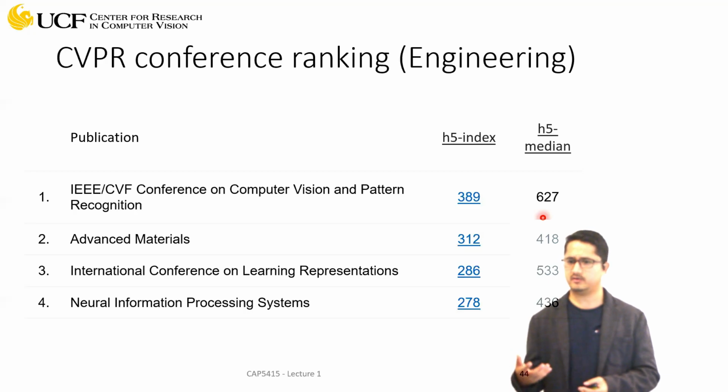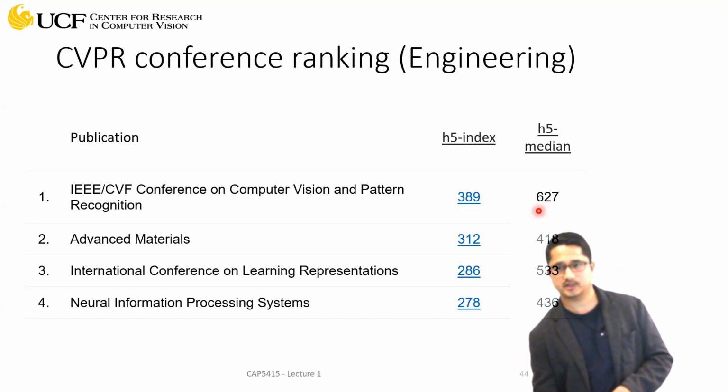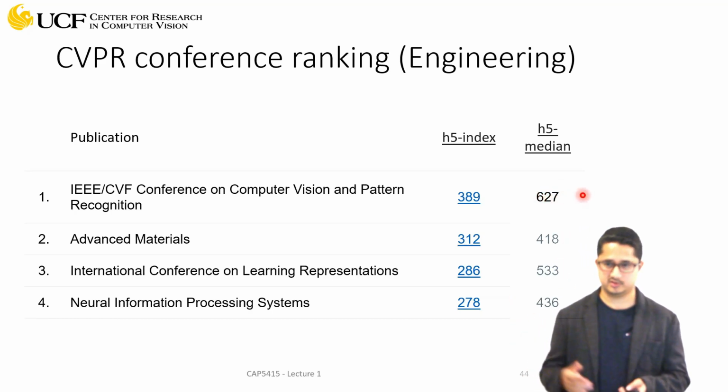This is again the same metric, but instead of showing how many papers, this is showing that for all the papers which have more than this many citations, what's the median among those? So this is close to 627. So there's a wide range there.